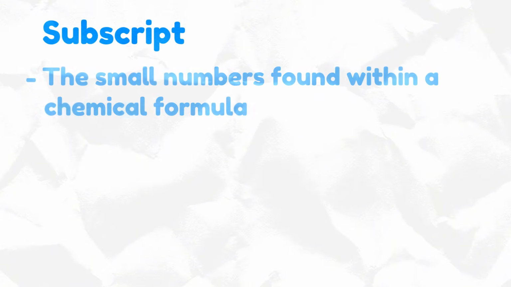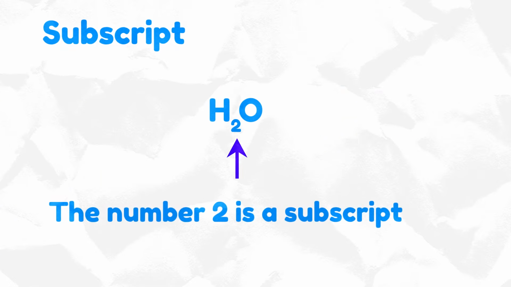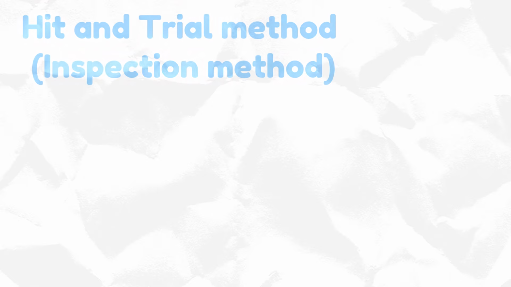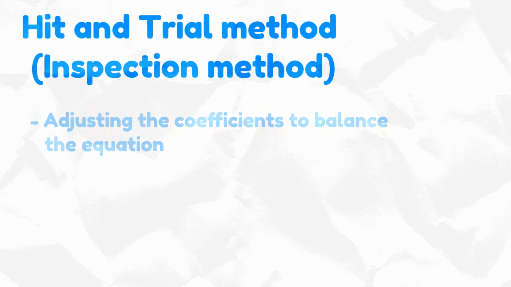Subscripts are the small numbers found within a chemical formula that tell us how many atoms of a particular element are in a molecule. In H2O, the number 2 is a subscript that tells us there are 2 hydrogen atoms in each water molecule. Alright, let's discuss the method for balancing chemical equations. We mainly focus on the hit and trial method, also known as the inspection method.